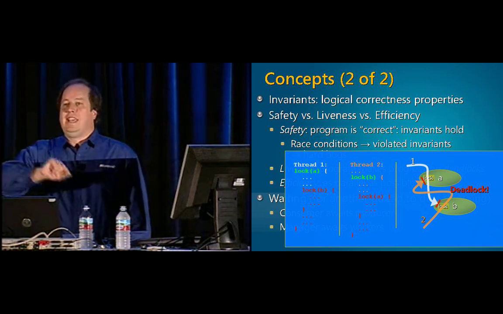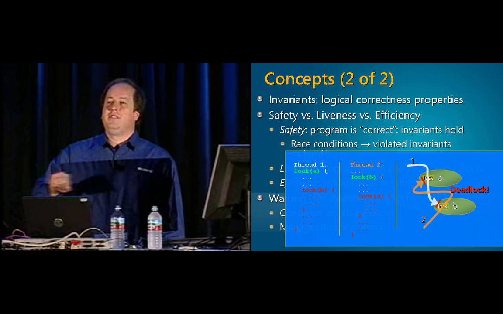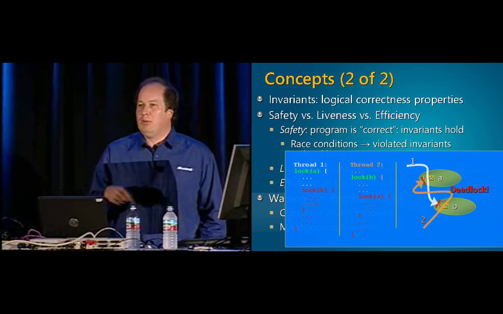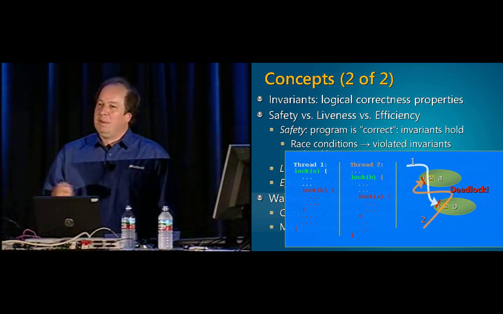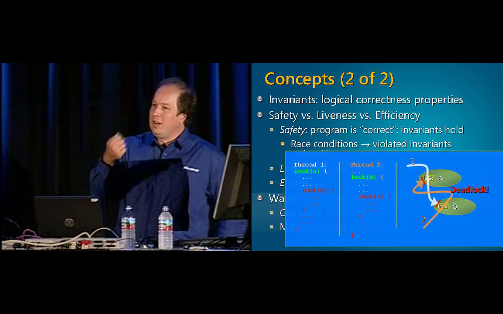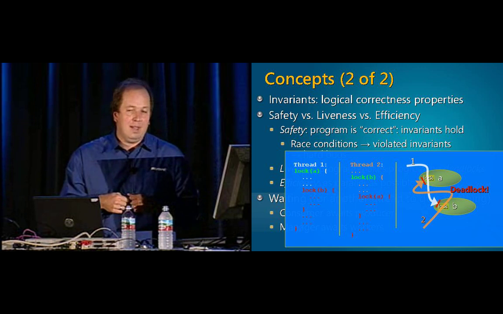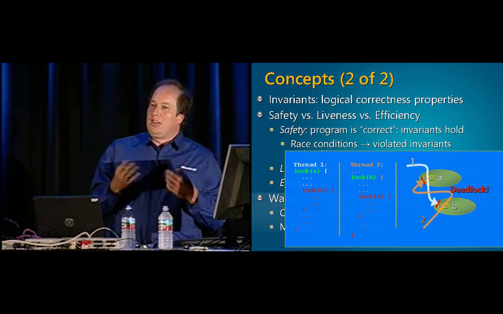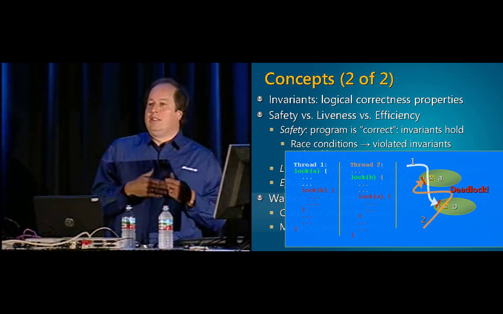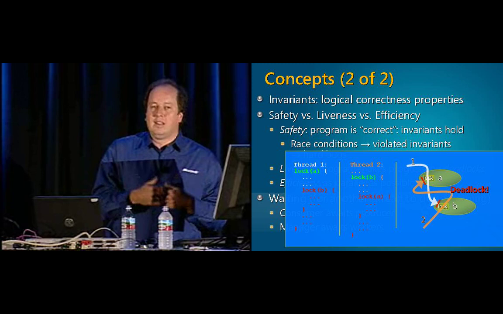It's easy to take a single lock and lock all of your code with that one lock. That will give you safety and liveness, but the efficiency will be poor because only one thread can work on that data at the same time. To the extent that you add more fine-grained locking, then you start having the risk of deadlocks or the risk of broken invariants.